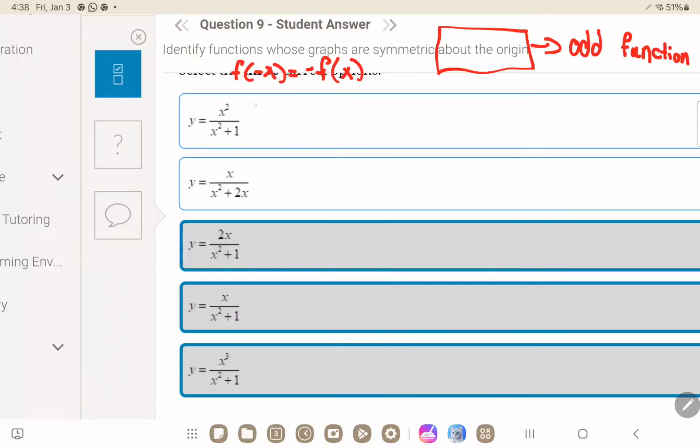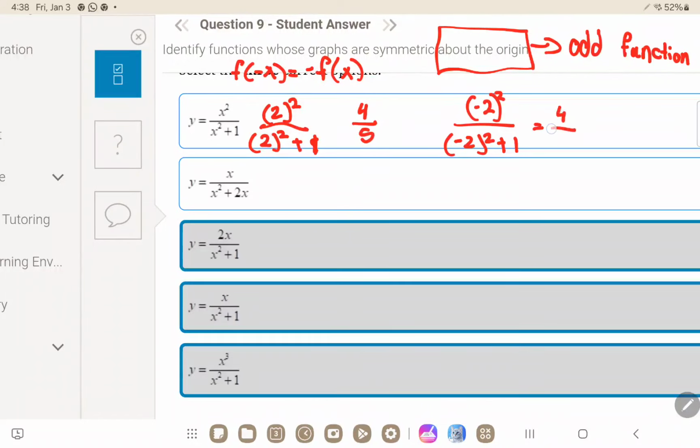I'll show you, if you substitute the x's with 2, so 2 squared over 2 squared plus 1, you're going to get 4 over 5. When you do negative 2 squared over negative 2 squared plus 1, you should get the same answer but negative if it was an odd function. If it's an even function, you'd get the exact same answer with the exact same sign, which here you do. So this is an even function, it's not odd.